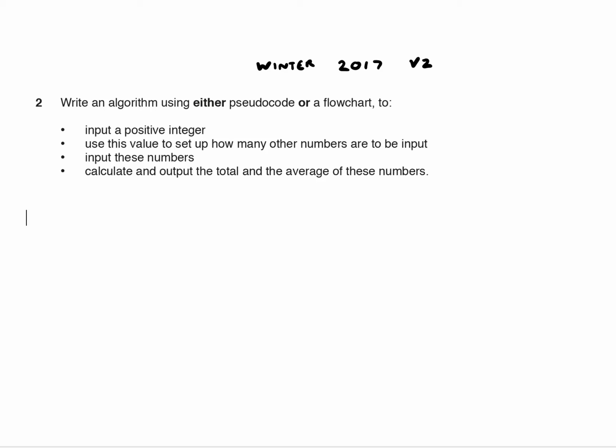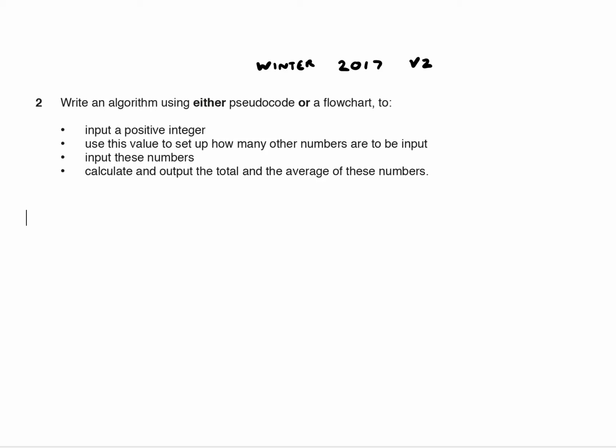Okay, but before we tackle this question, we need to ensure that we read the question. We need to know what the story of the program is and what the program needs to do. We've got 4 bullet points there, and the first bullet point says inputting a positive number. So we've got to input a number, and this number is going to do something for us. The second bullet point says use this value to set up how many other numbers are to be inputted.